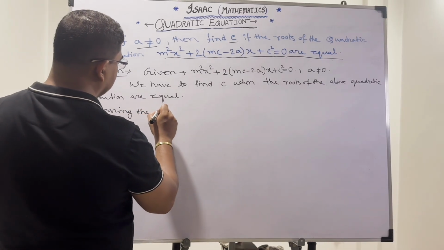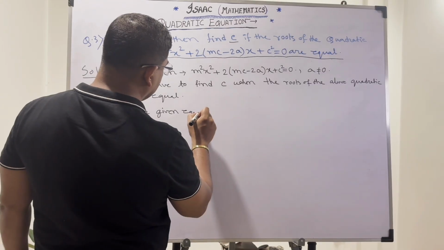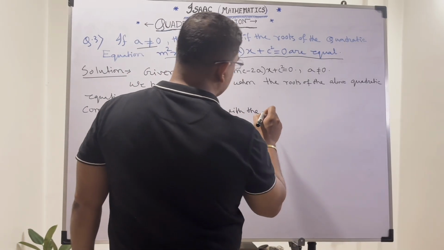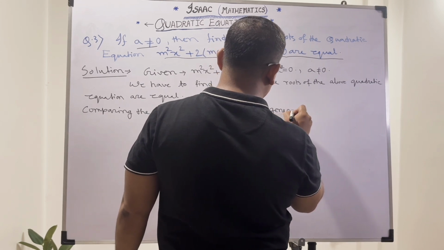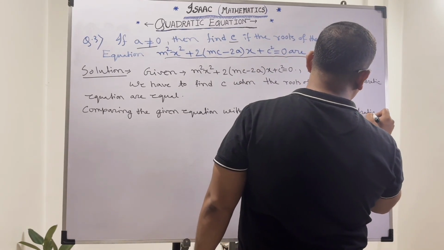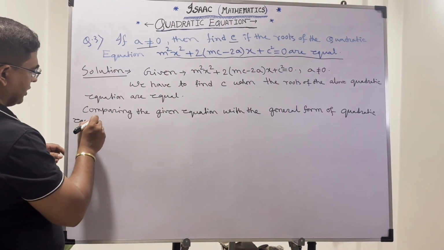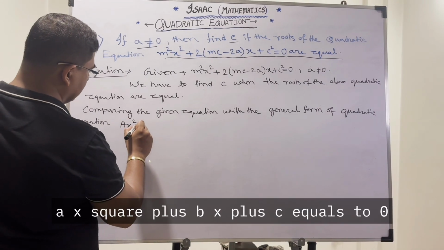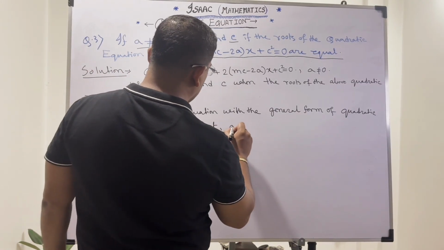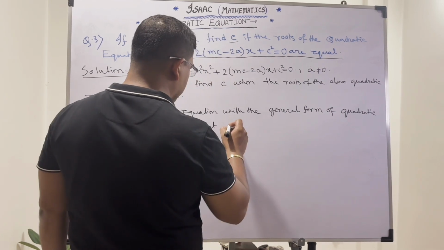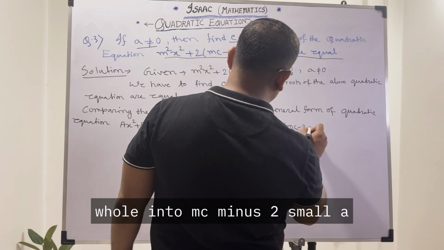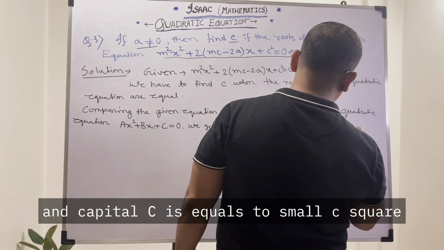Comparing the given equation with the general form of quadratic equation ax square plus bx plus c equals to 0, we get a equals to m square, b equals to 2 into (mc minus 2 small a), and capital C is equals to small c square.